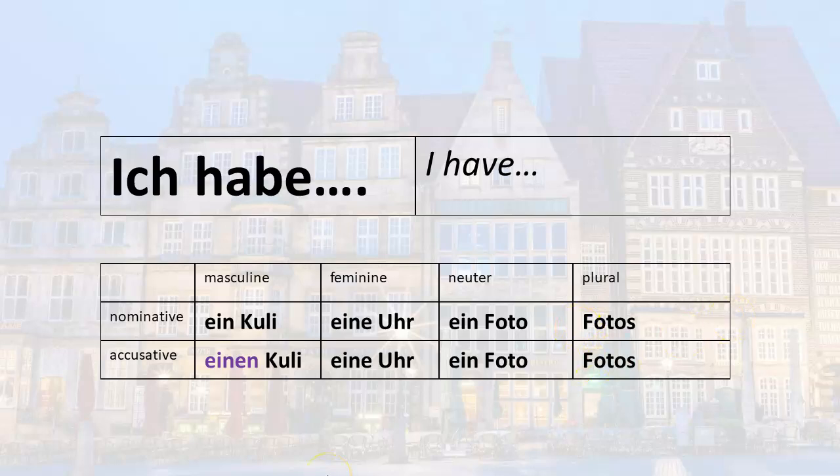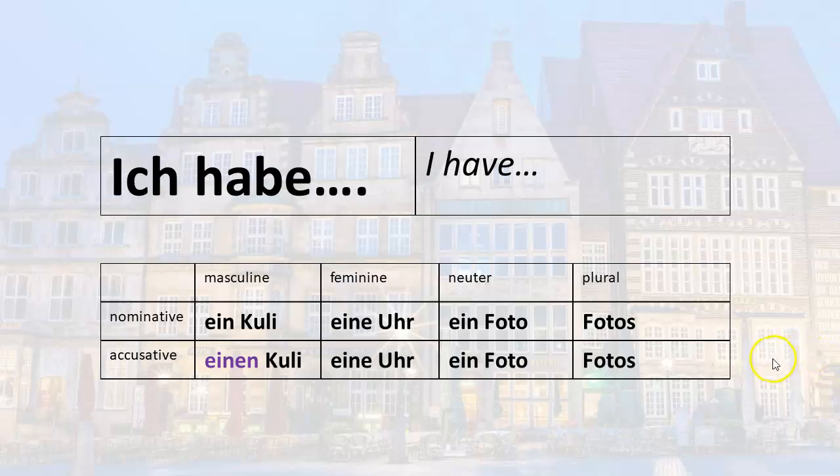So here's the new information. When you want to say I have a, if the noun is masculine, ein becomes einen. Notice the en. Einen. For the feminine, it stays the same. Eine Uhr becomes eine Uhr. For neuter, ein Foto is ein Foto. And then plural, photos, photos are the same. So that's it. That's the new information.